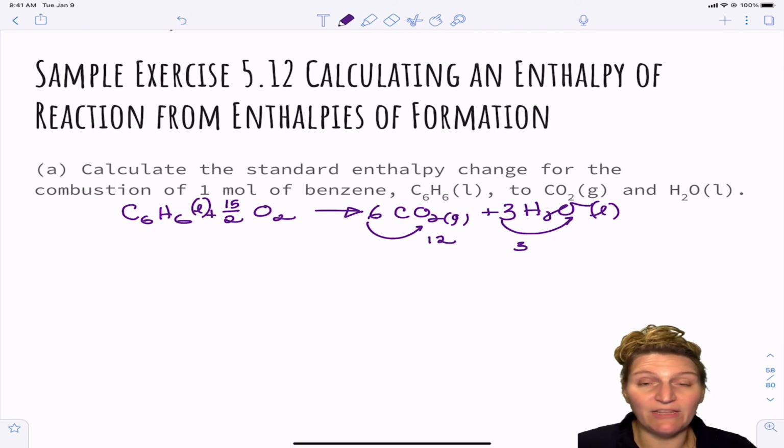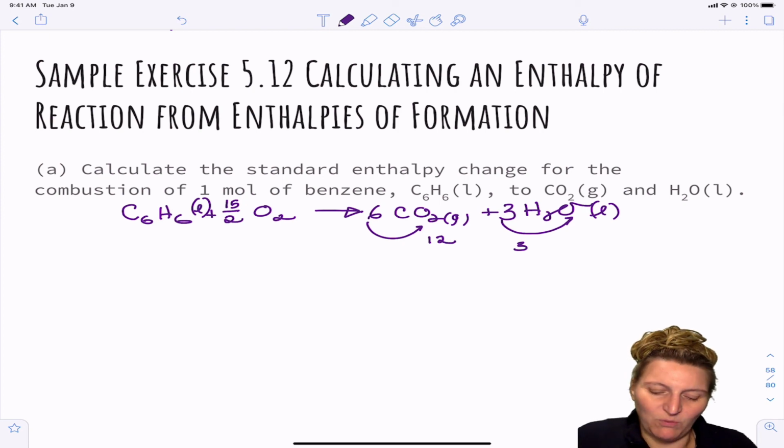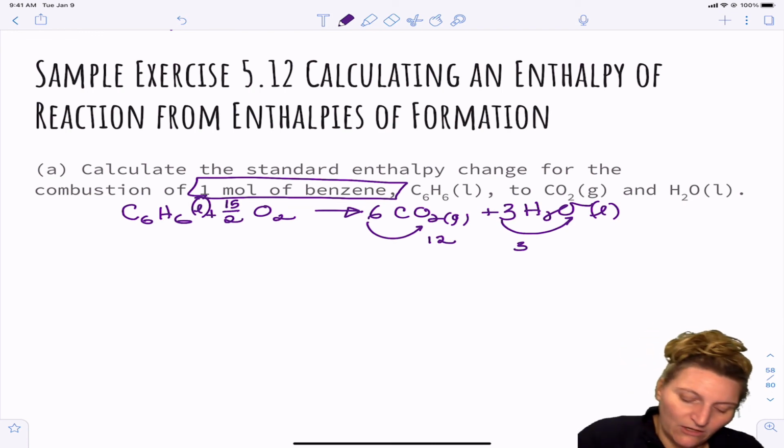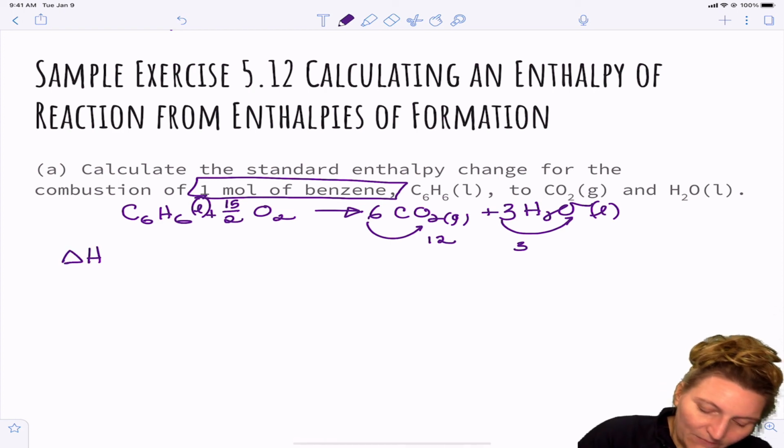And last year, and even this year, we had this trick where we multiplied the equation by 2 so that they were all whole number coefficients. We really don't want this in this case because it says calculate the standard enthalpy change for the combustion of 1 mole of benzene. So I want to leave these coefficients the way they are. And then that will tell me the delta H for the reaction, and the reaction is reacting 1 mole of benzene. So now I apply that formula, right?